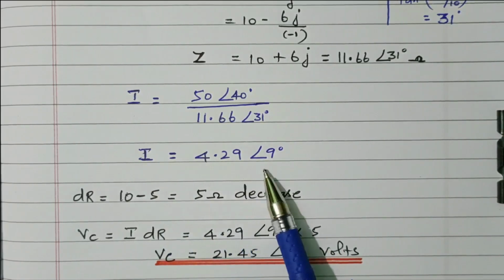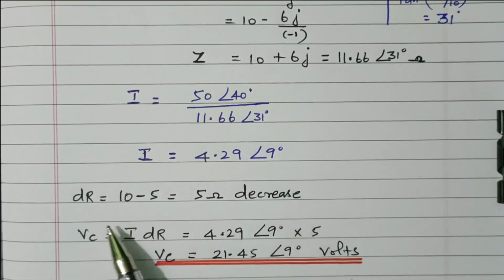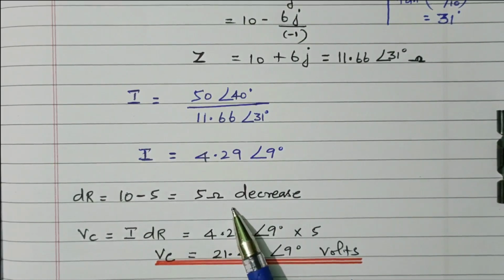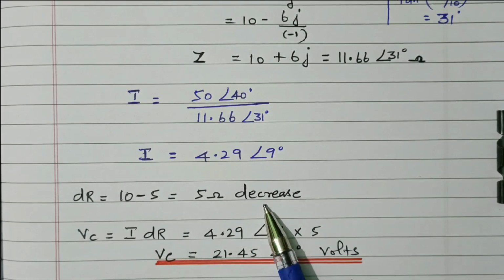Magnitude 4.29, angle 9 degrees. Now what is the change in resistor? 10 minus 5. The 10 ohm is changed to 5 ohm. So 10 minus 5, the 5 ohm decreases. There is a decrease in resistor.